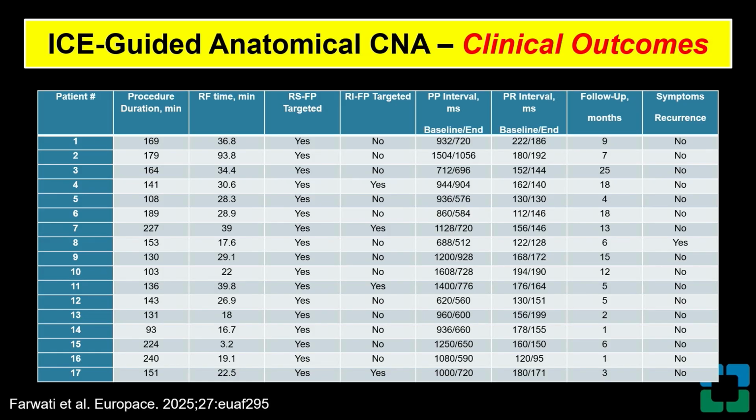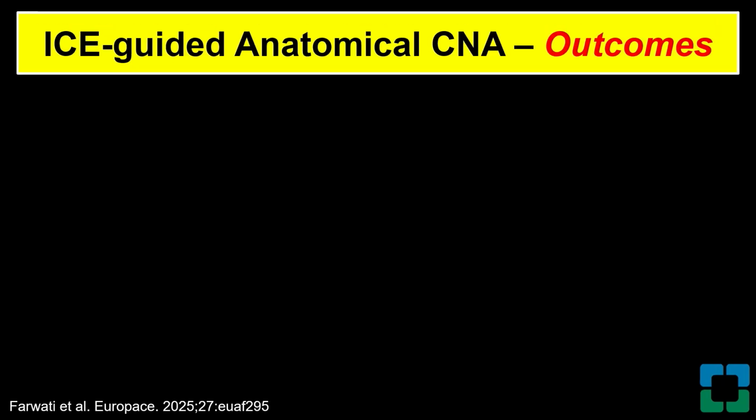Our first series has just been published. We have a series of 17 patients. These are the clinical features. You see the PP interval, PR interval at baseline and after the procedure. Typically, we do see a shortening of the PP interval. The PR interval doesn't shorten that much, but again, in this series, most of the patients had sinus arrest as the clinical manifestation. AV block was only a minority of them.